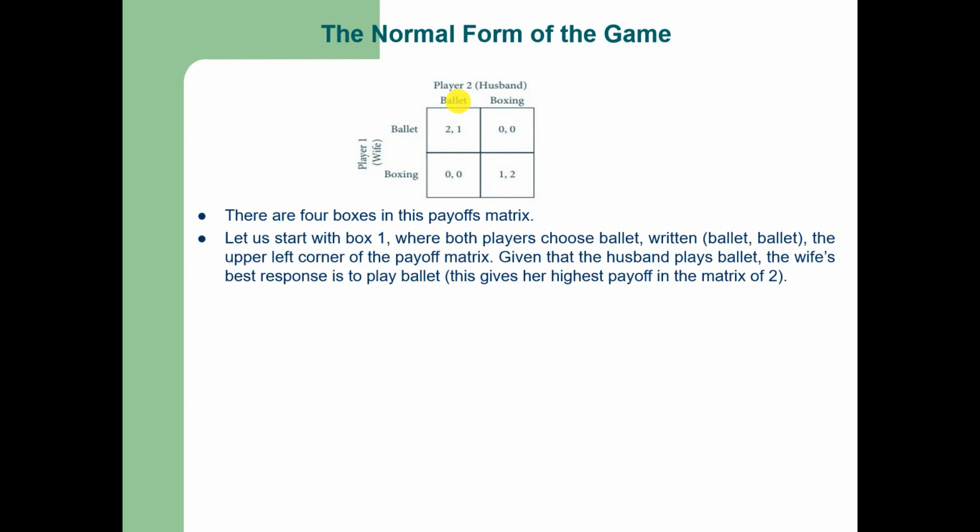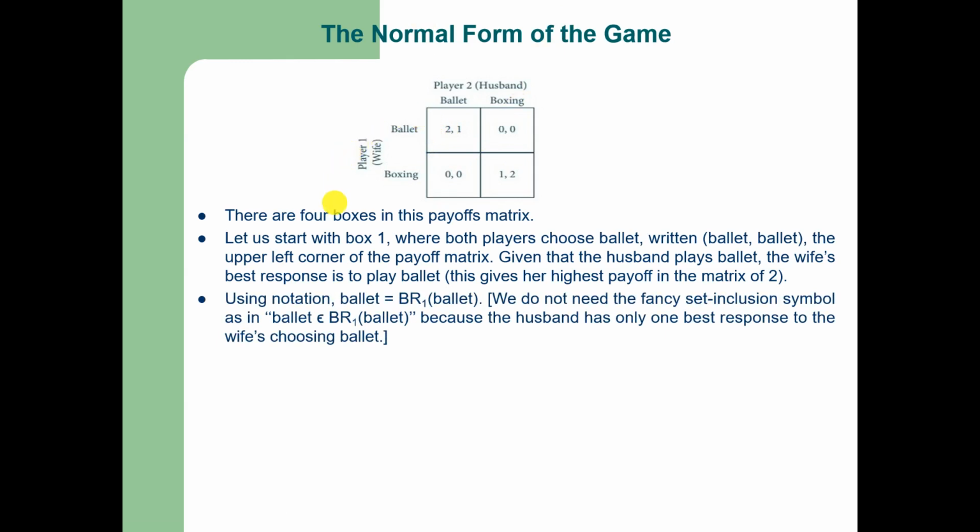If we start with box 1, both players choose ballet, in the upper left corner of the payoff matrix. Given that the husband plays ballet, the wife's best response is to play the ballet also, because in that way she would earn the highest payoff of 2. Using the notation, ballet equals the best response of player 1 when the second player chooses ballet. We do not use the set inclusion symbol here, because the husband has only one best response to the wife's choosing ballet.